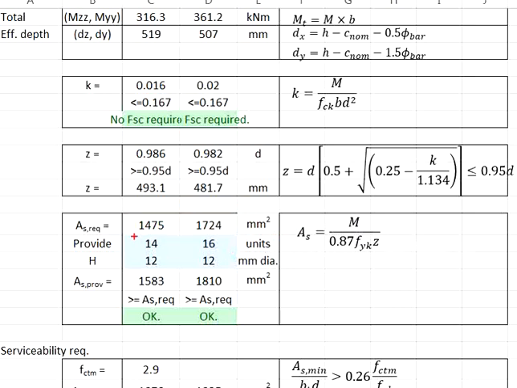You're going to propose a sufficient amount of reinforcement bar so that the As provided is greater than the As required. Let's say we make a slim pass: 14 units of H12 and 16 units of H12 in the major and the minor axis respectively. You have your As provided greater than the As required. That means the proposed amount of reinforcement bar is adequate to take the moment.